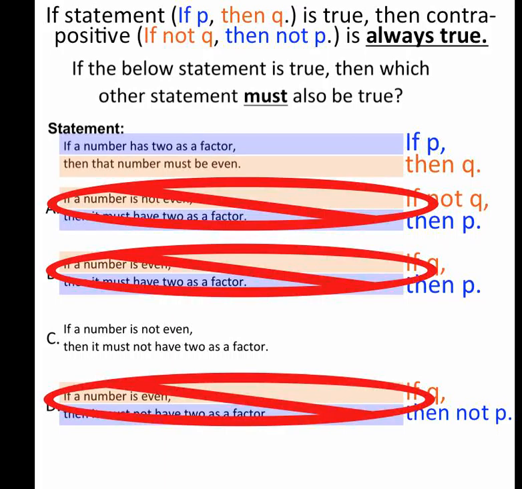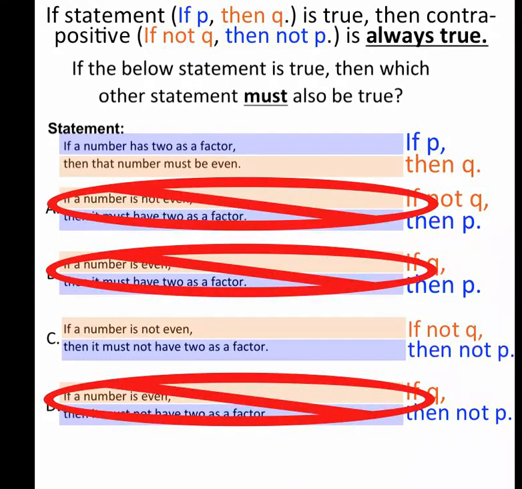Now let's look at C. If a number is not even, if not Q, then it must not have 2 as a factor. Then not P. That is my contrapositive, so I know my answer is C.